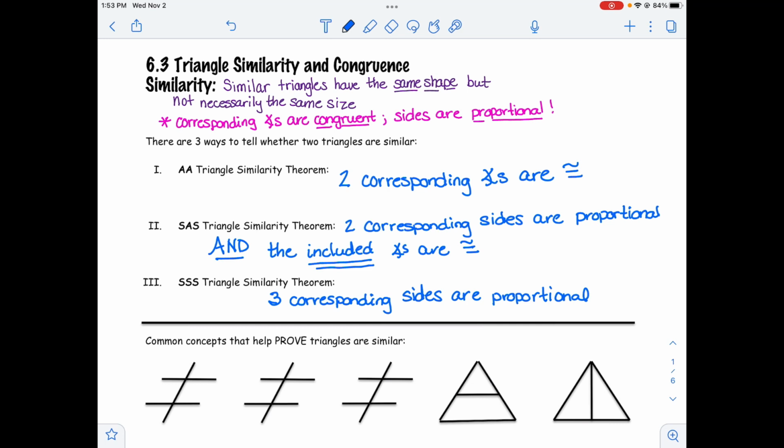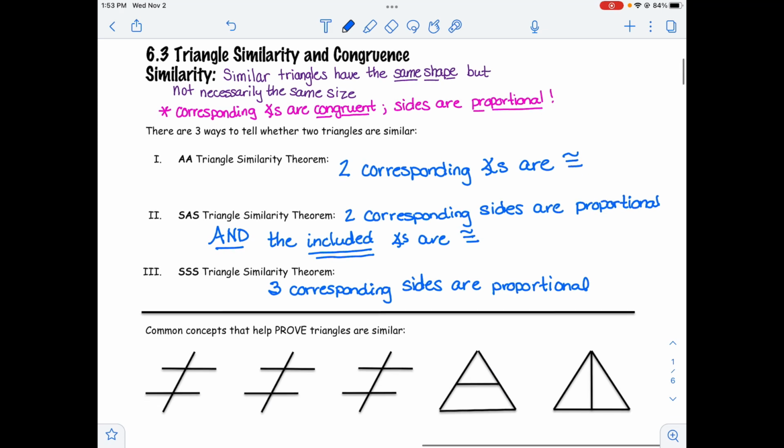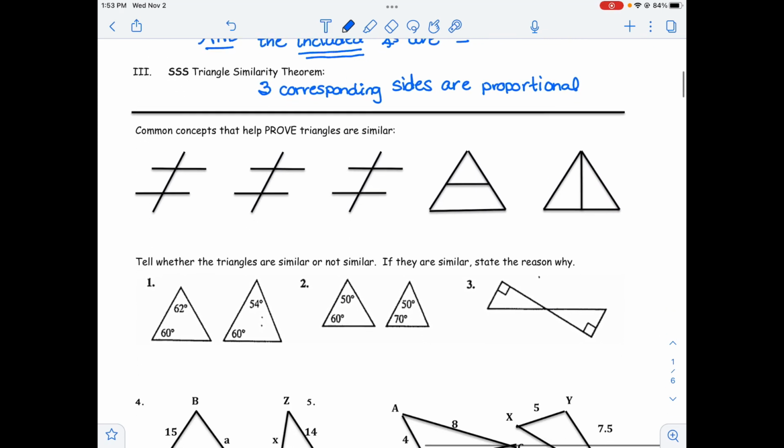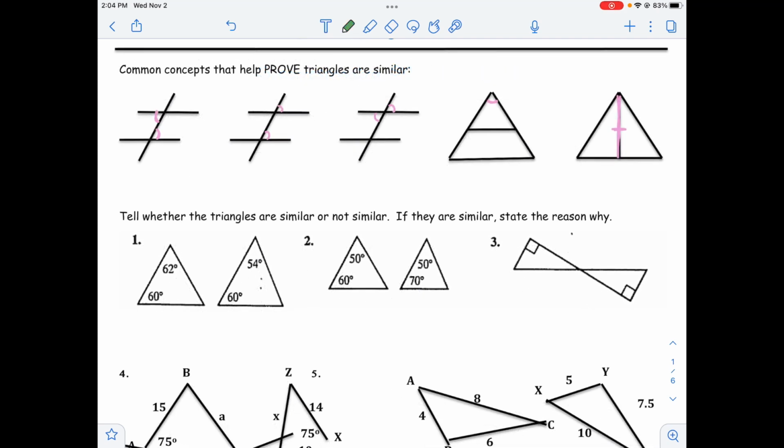So we're going to look at some common ways to prove that triangles are similar, and we'll talk about transversals and some properties. There are some angles marked here, and we can see this is 2 parallel lines cut by a transversal. If we look at this angle here and this angle here, we have a Z pattern, and they're on either side and inside the parallel lines.